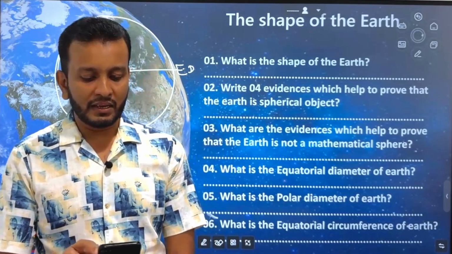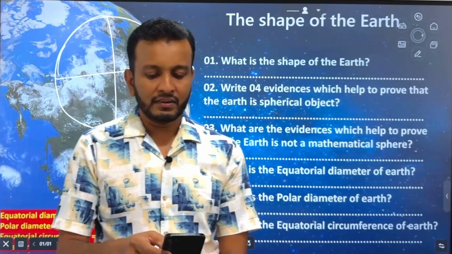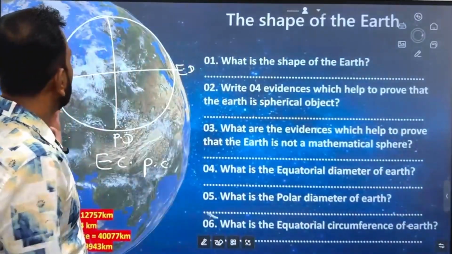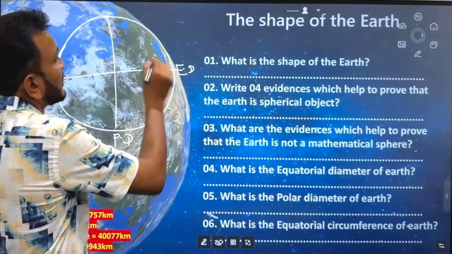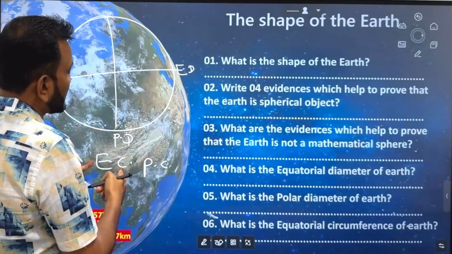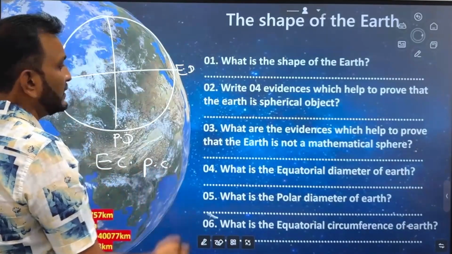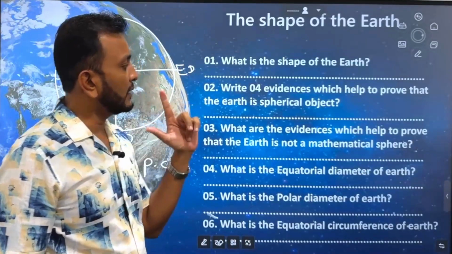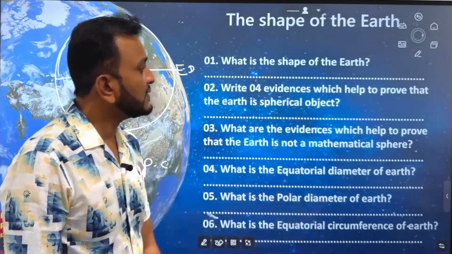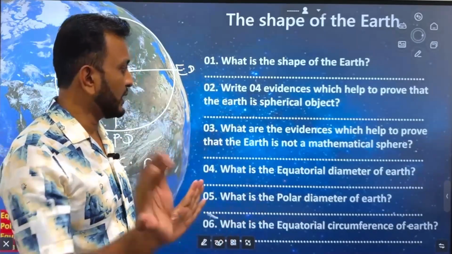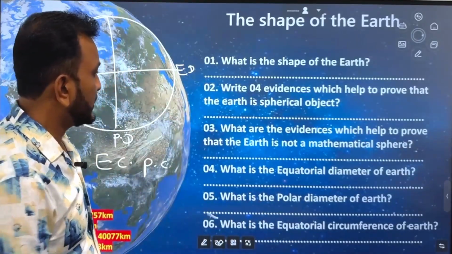Right. The equatorial diameter is longer than the polar diameter, and also equatorial circumference is greater than the polar circumference, right? That's why the earth is not a mathematical sphere. Okay. I think you wrote.